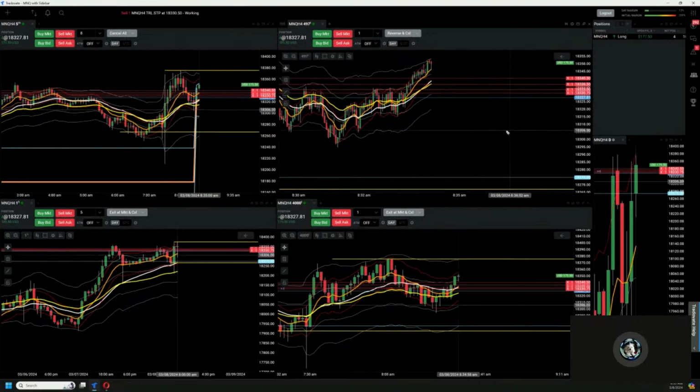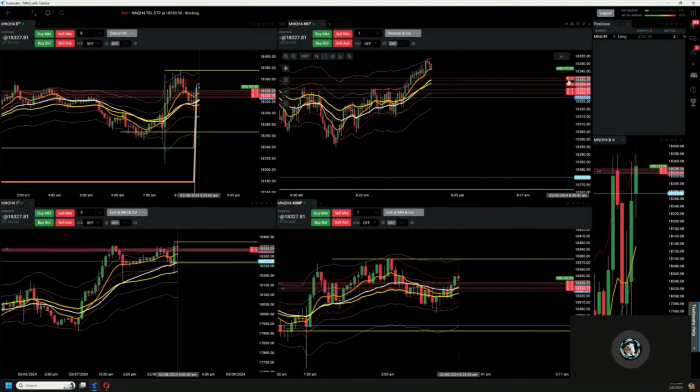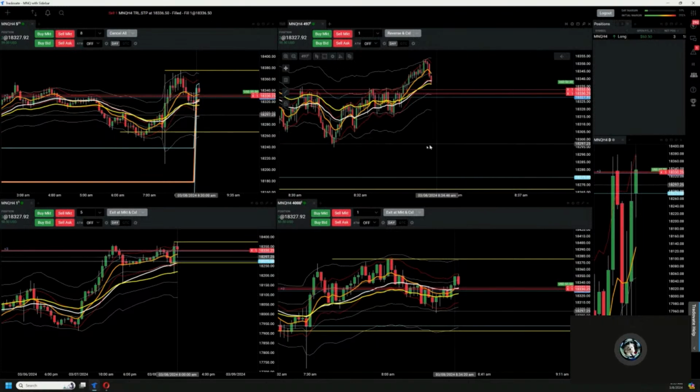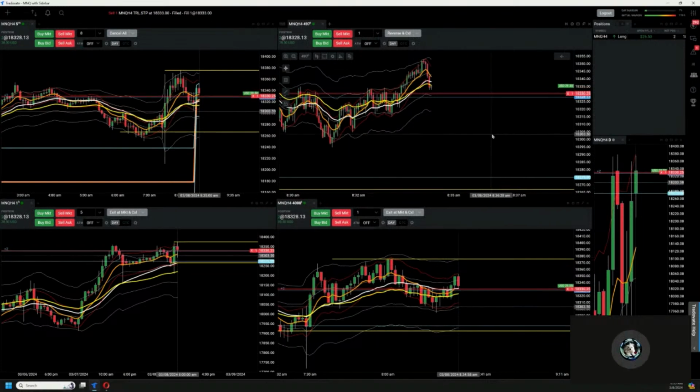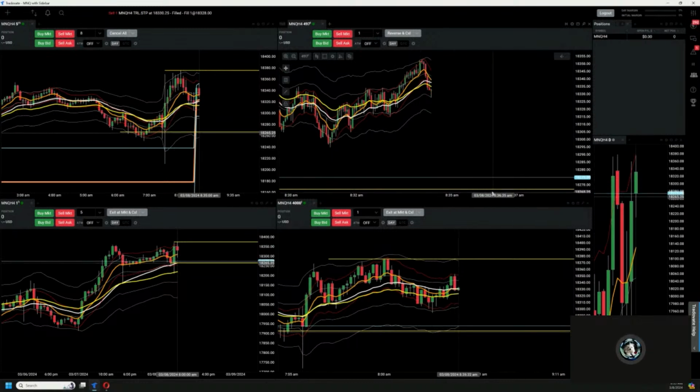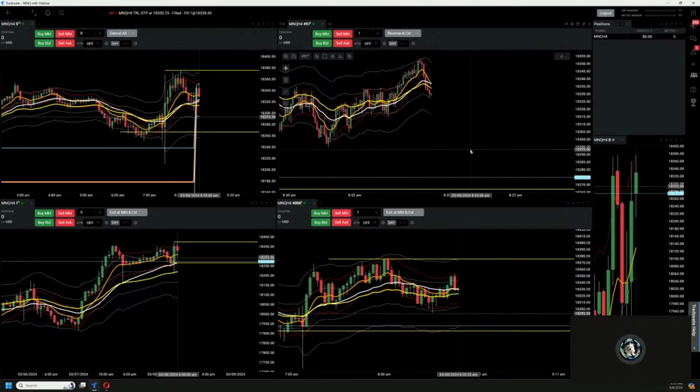Looks like we're going to go test the highs before we break down for the day. Question is, is it going to do a double top? Ooh, pretty volatile. Stop filled. I'm out of my position. It just completely rejected the top again. So that's not good.